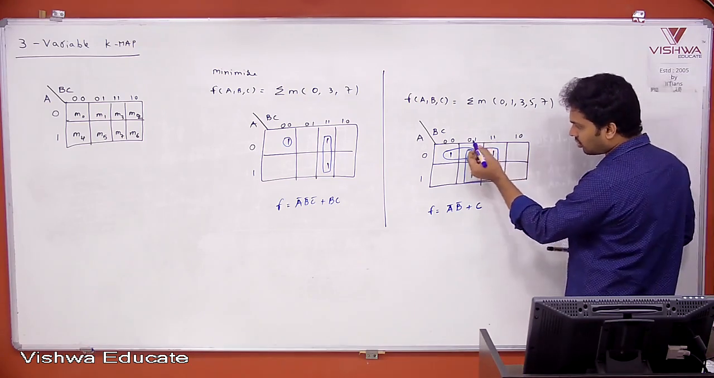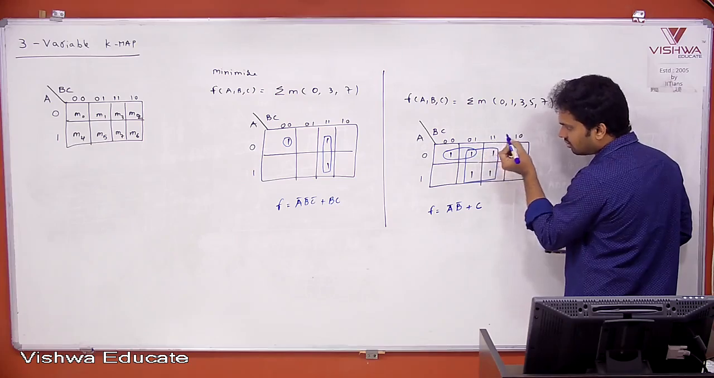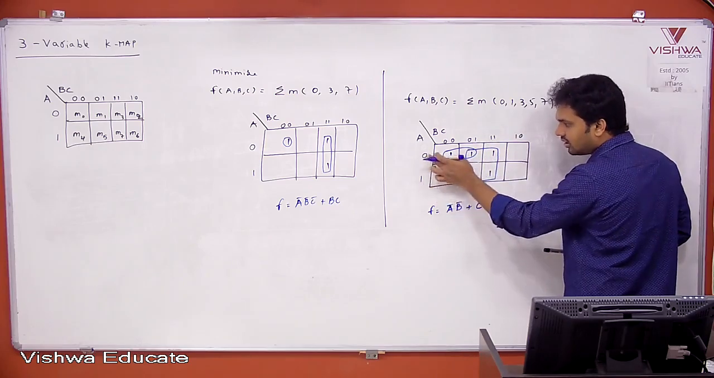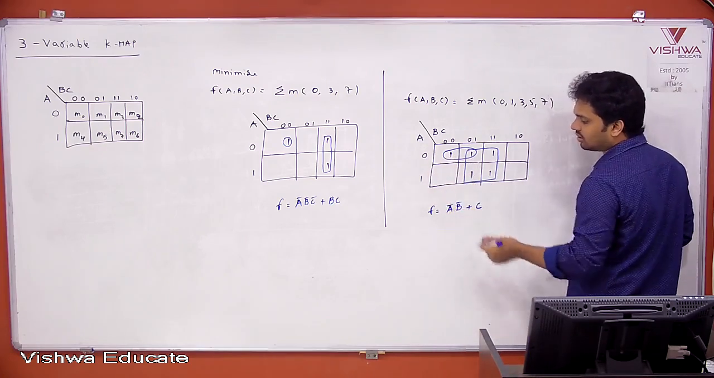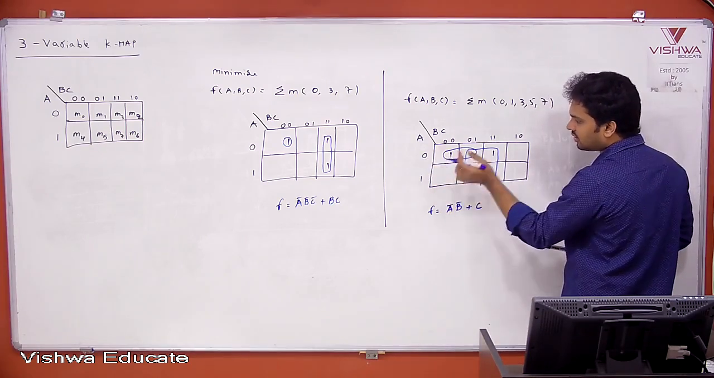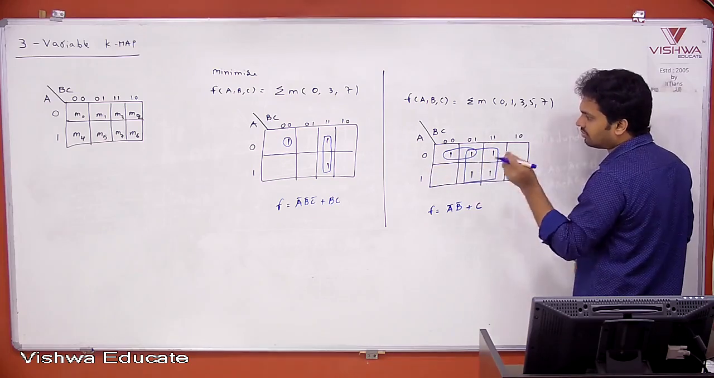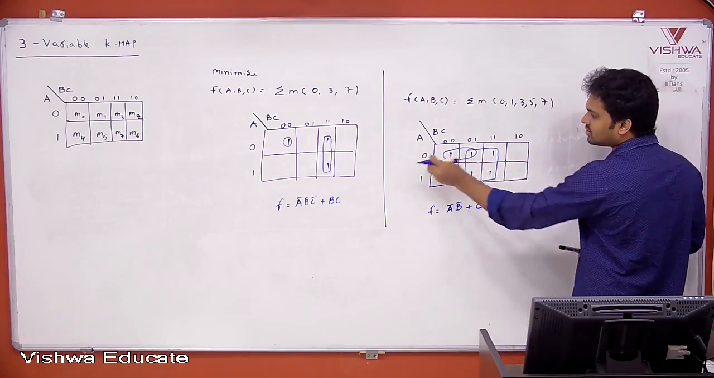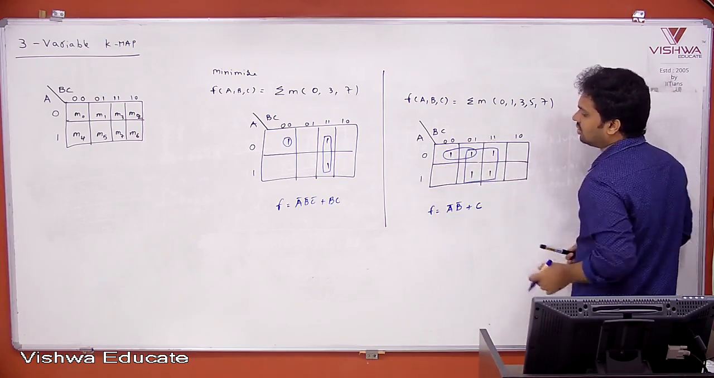Is it clear? For row, what is common? 1 is common, means C. For column, nothing is common because 0 into 0 plus 1, A bar plus A, is 1 only, you can neglect. So in the row and column, what is common, that only you should take, this into this or this into this. Copy it.